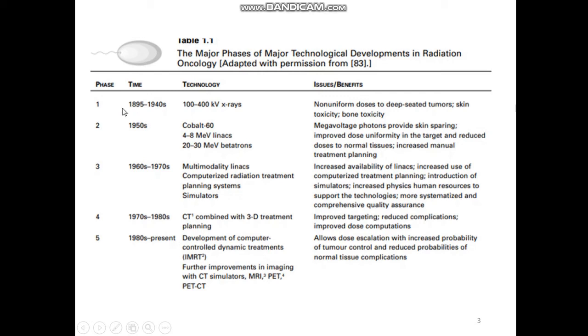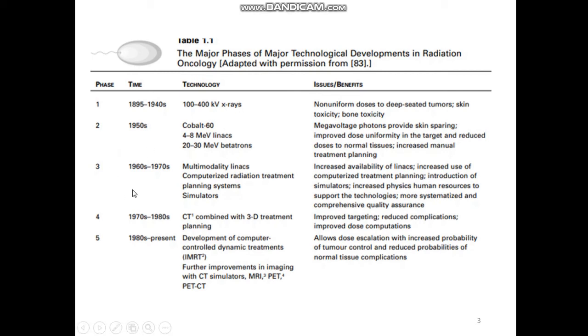Second phase begins from 1950s. Important technology of this phase is cobalt-60 unit, sometimes linear accelerators with from 4 to 8 mega electron volt. So important issues are megavoltage photons provide skin sparing, improve dose uniformity in the target, and reduce dose to normal tissues. Also increased manual treatment planning.